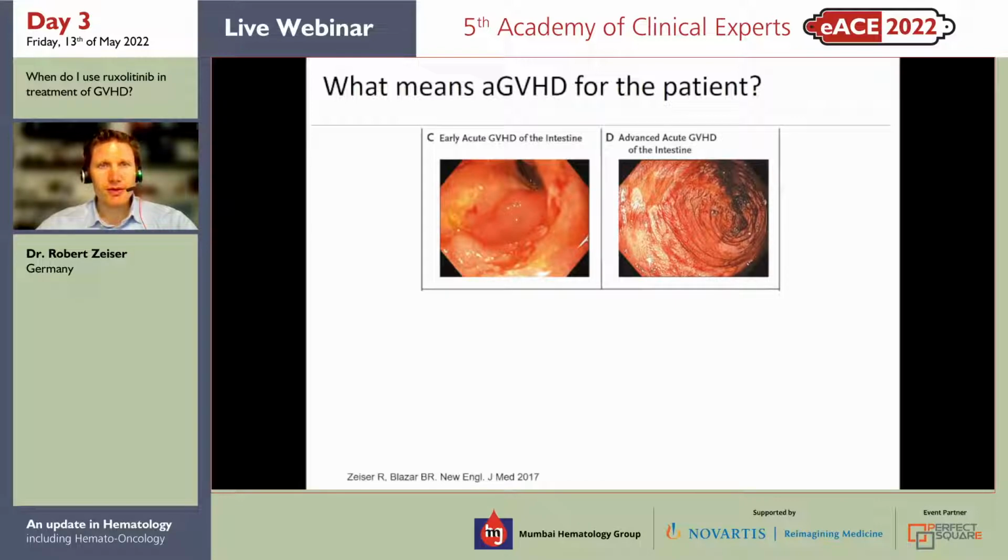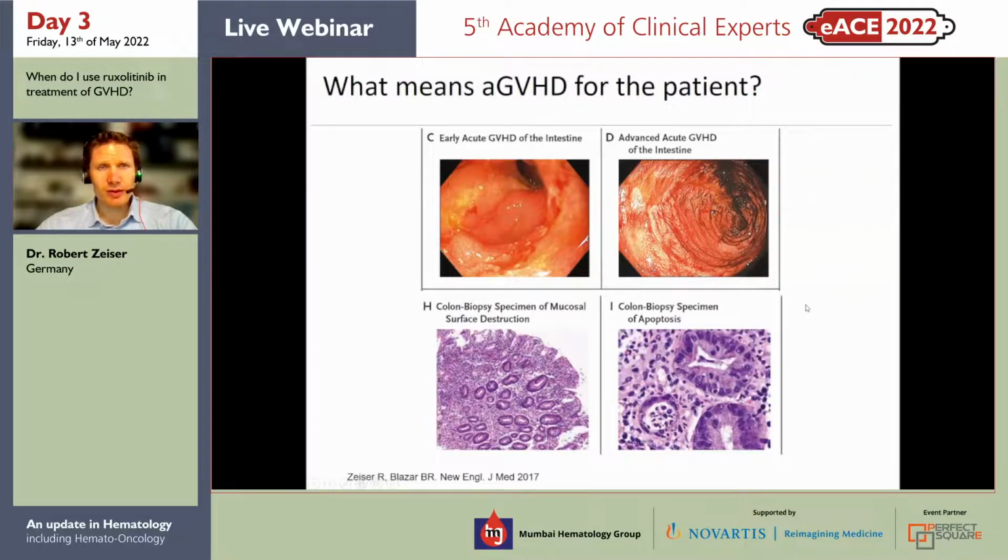Here you can see an endoscopic image of a patient that has intestinal graft versus host disease. You see here the mucosa is damaged, and you see hemorrhagic lesions in the mucosa. This is early when graft versus host develops, and this is more advanced when you have multiple bleeding sites. You can imagine that this is painful and dangerous for the patient because of the transmigration of bacteria.